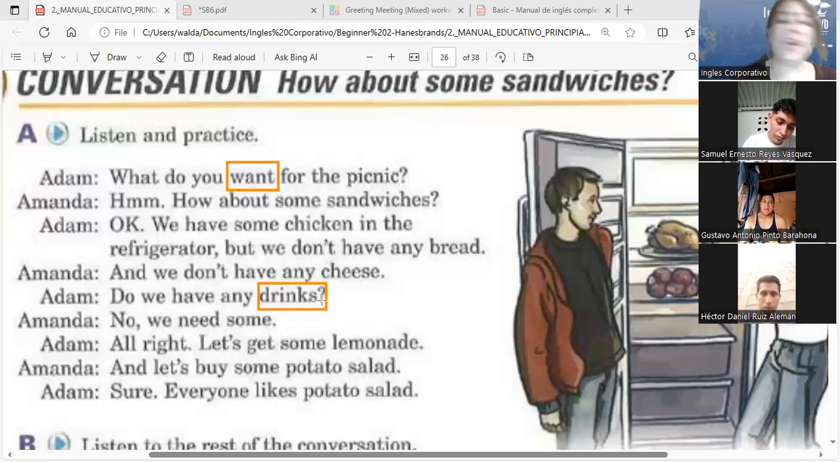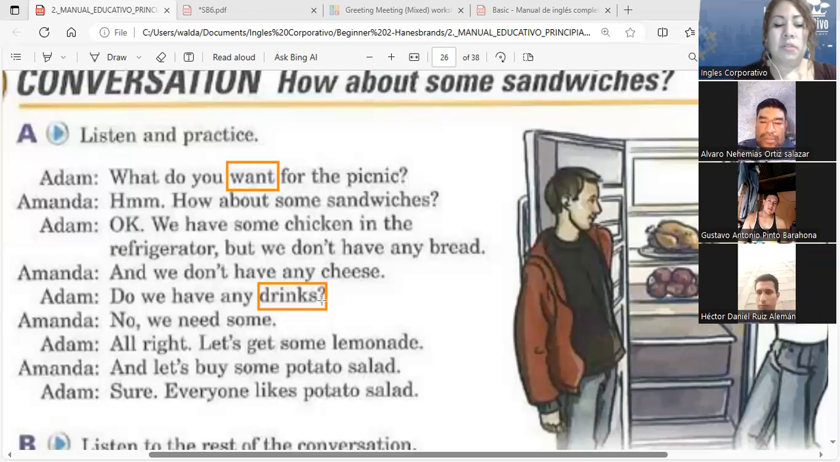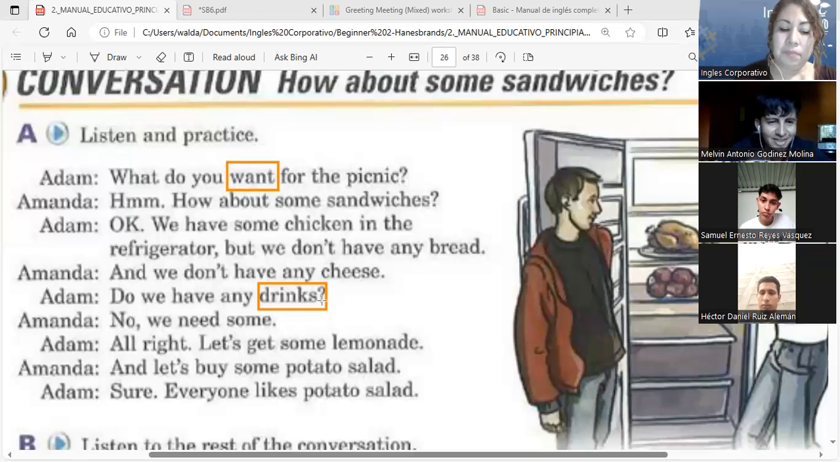And drinks. Drinks are anything that you can drink. Okay, so like water, coffee, tea, soda. Those are drinks. Water. Juice. Okay. Is that clear? Yes. Okay, perfect.